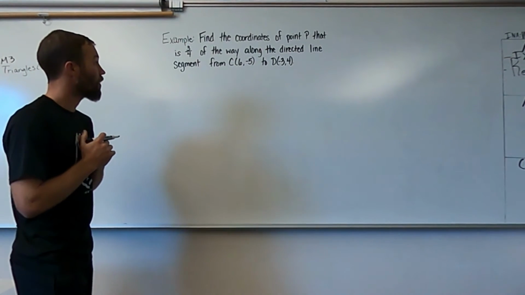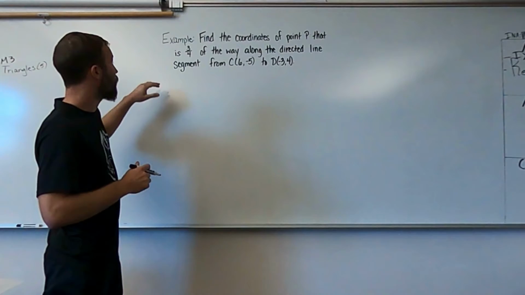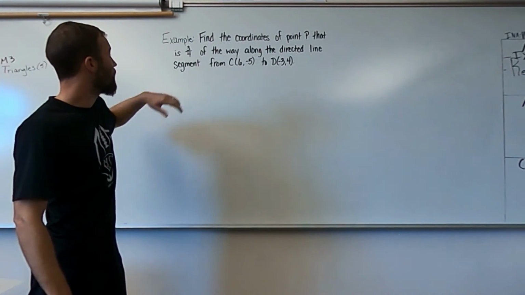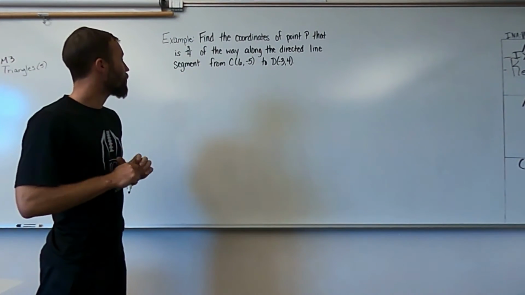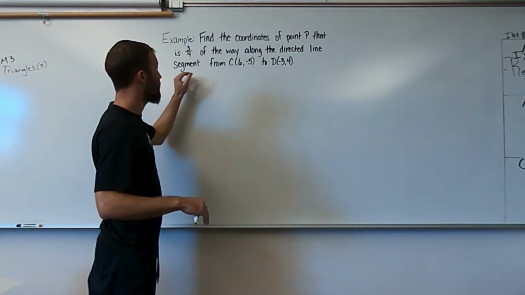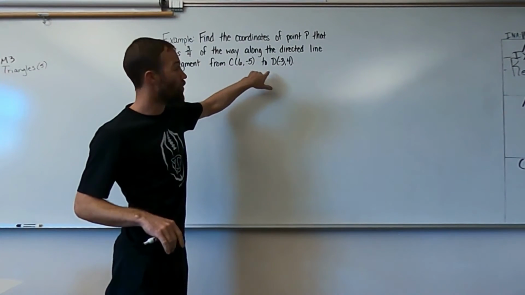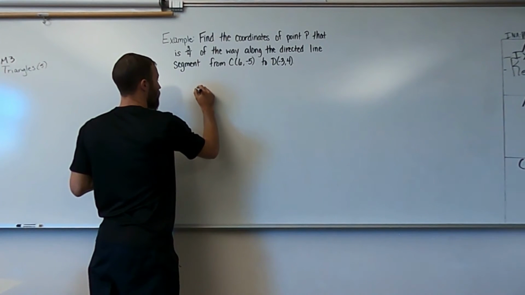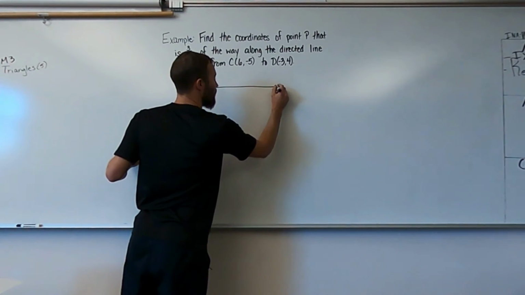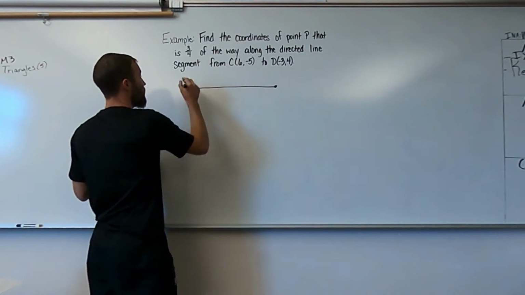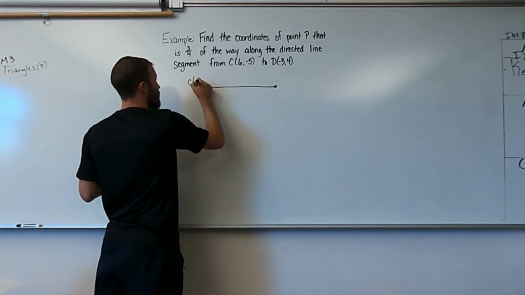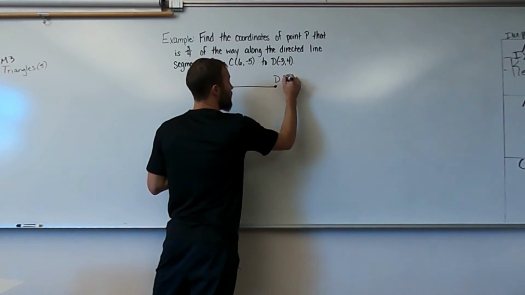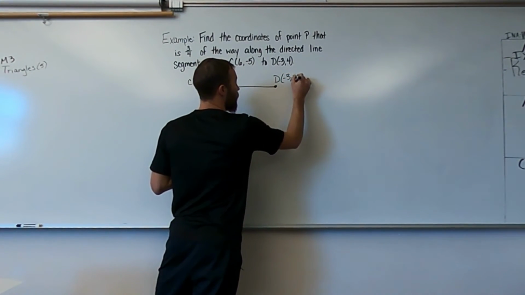All right, so we're going to look at partitioning. So the example says find the coordinates of P such that it is 3/4 of the way along the directed line segment from C, and it gives us a coordinate, to D. So the first thing I'm going to do, let's just draw a line segment. Okay, so I'm going to get this little picture up here to help us keep track. We're going to say C is 6, -5, and D is -3, 4.